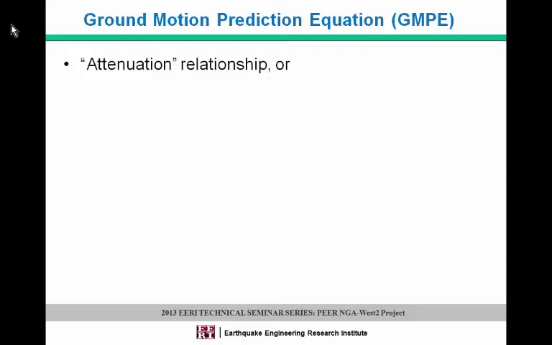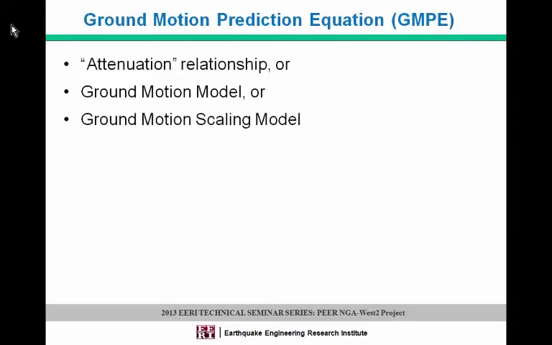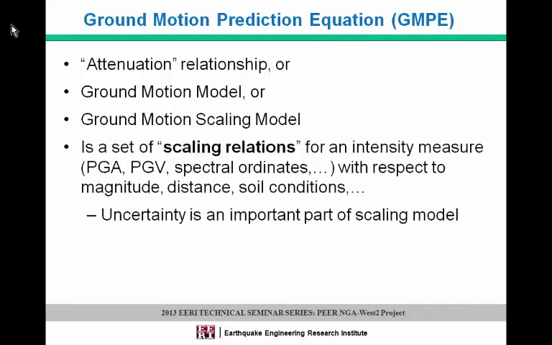We used to call it attenuation. Some people seriously don't like this term, correctly, because attenuation is really decay of the amplitude with distance. Now it's not only distance, we have lots of other things involved that you are going to see. It's magnitude, style of faulting, soil condition, and so on. It's really a ground motion model. It's a model building process, and it's really a set of scaling rules or relations that you need.